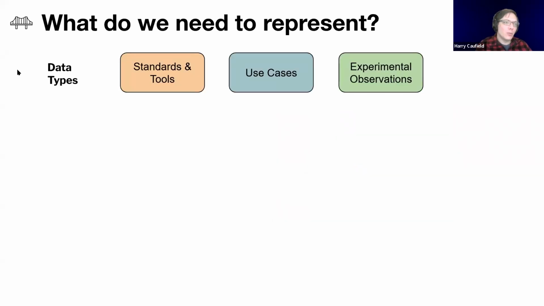So if we narrow that down a little bit more, we can narrow down our types of data. And in this context, we're not talking about the data that is being produced by the projects, but the data in our schema. So we're looking at things like individual standards and the tools used with them. We're looking at use cases, and we're looking at experimental observations. That is the actual biological or biomedical data in our context. And I see a comment from Nico that I'm not going to get to right now, but I will get to shortly.